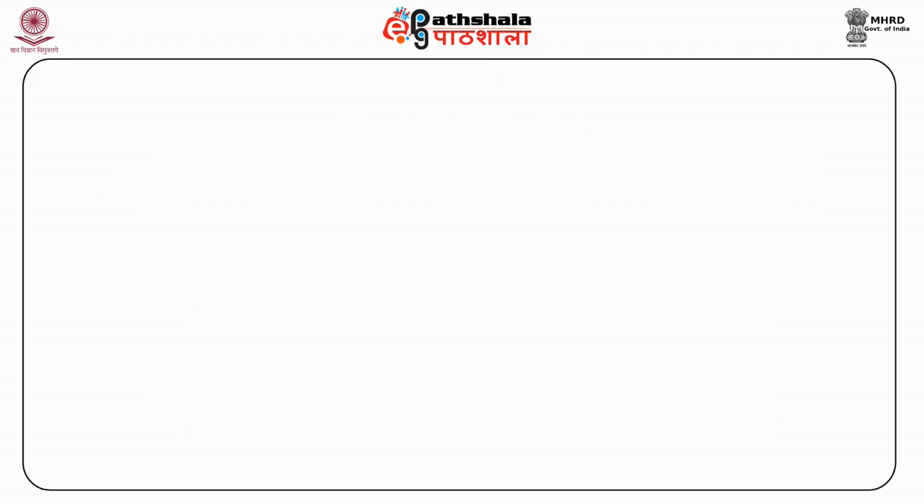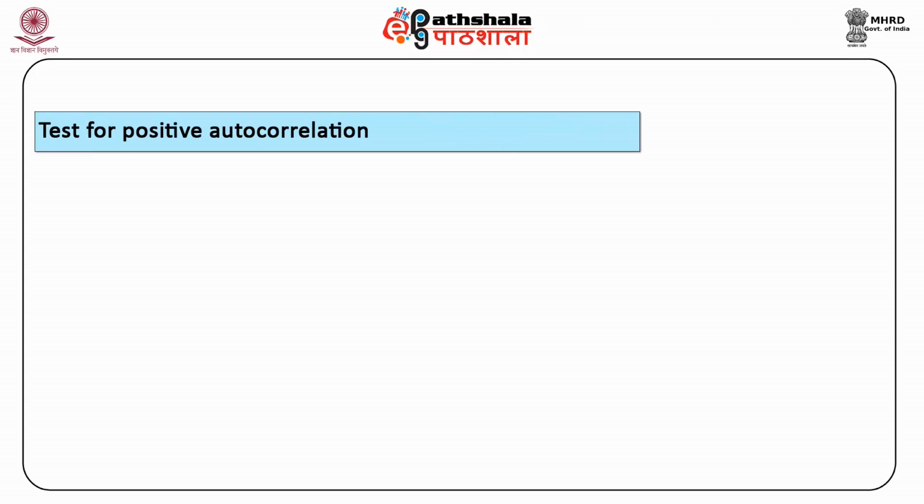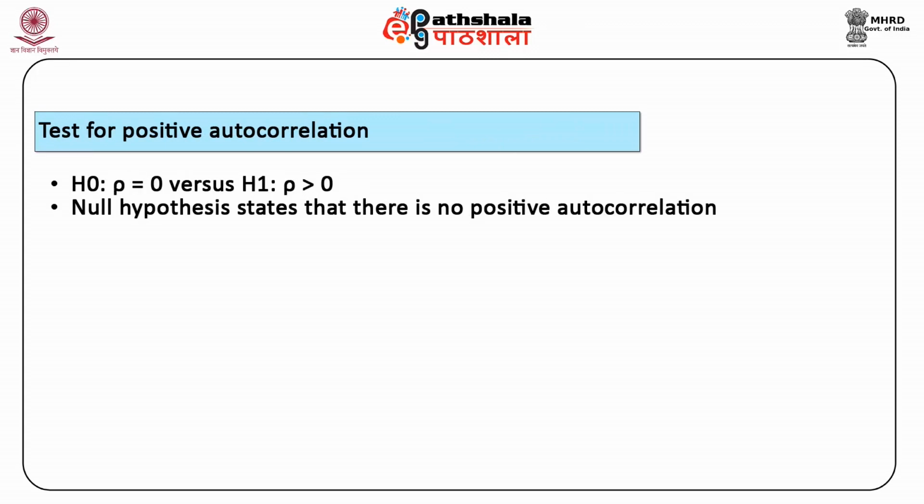We use the t-test for the coefficient of UT minus 1 hat to carry out the following hypothesis test, which is the first: a test for positive autocorrelation, where again we write the null hypothesis as H0: rho is equal to 0 versus H1: rho is greater than 0. So the null hypothesis states that there is no positive autocorrelation.